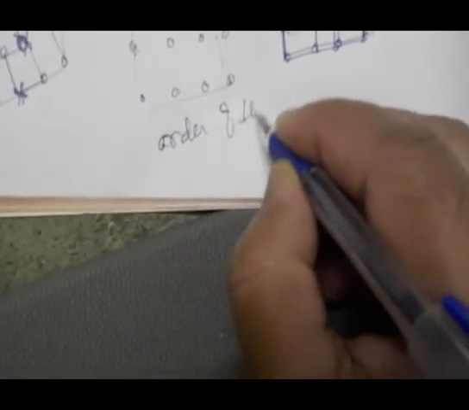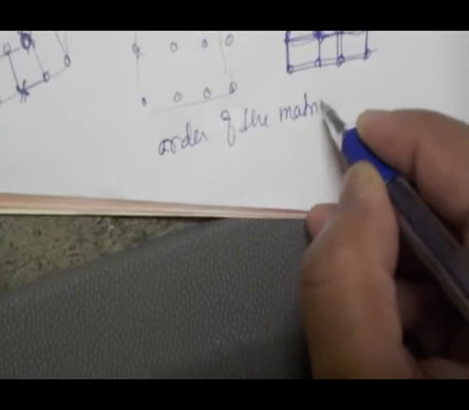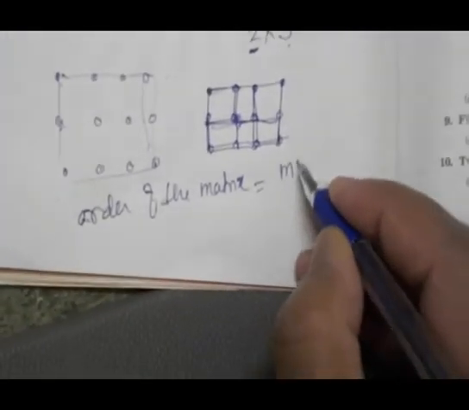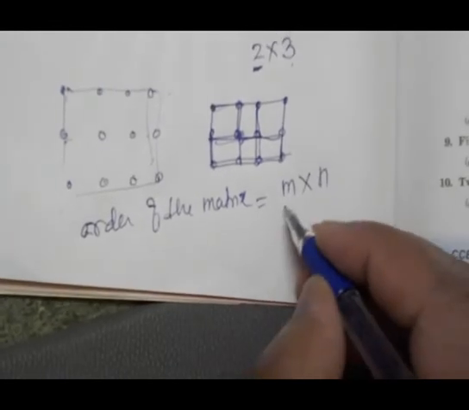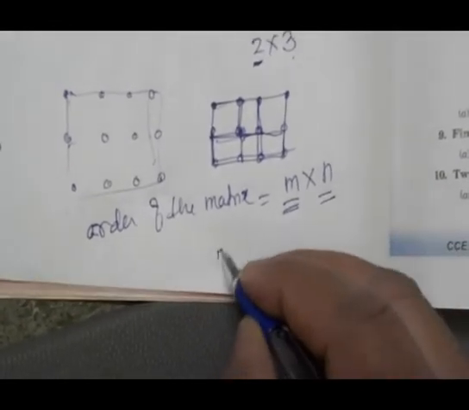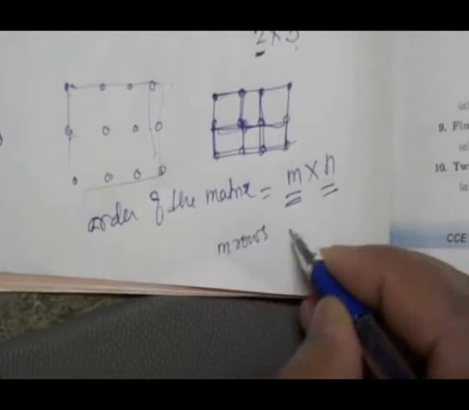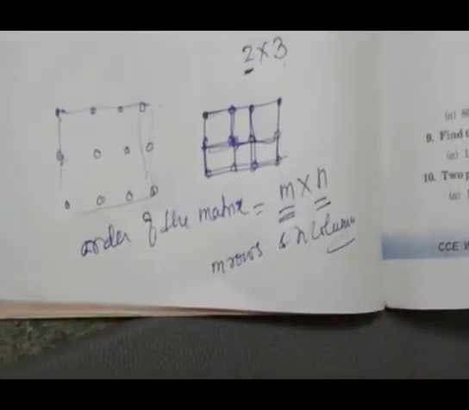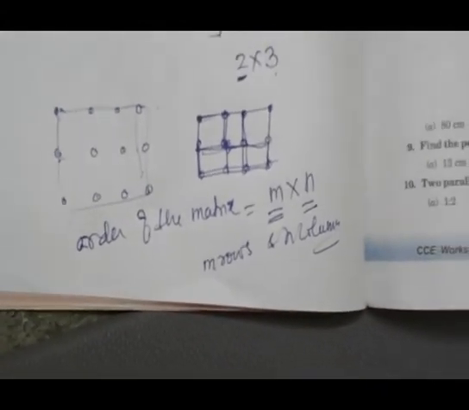The order of a matrix is written as m by n, which means the matrix contains m rows and n columns. There are m rows and n columns. This is called the order of a matrix.